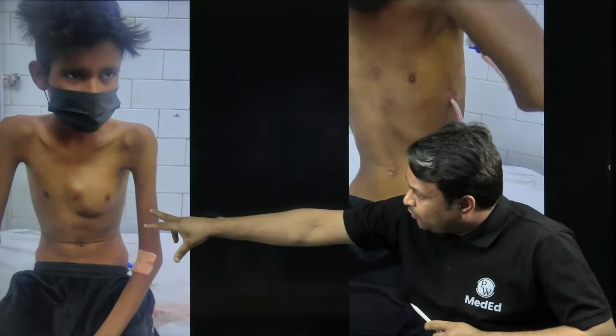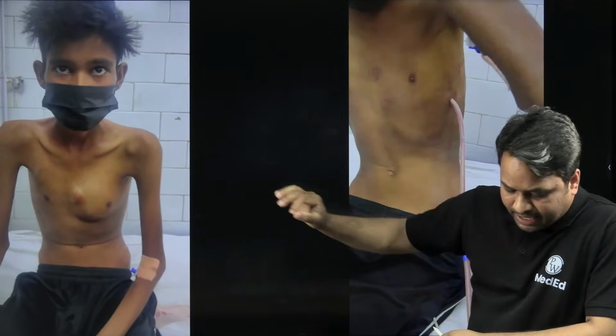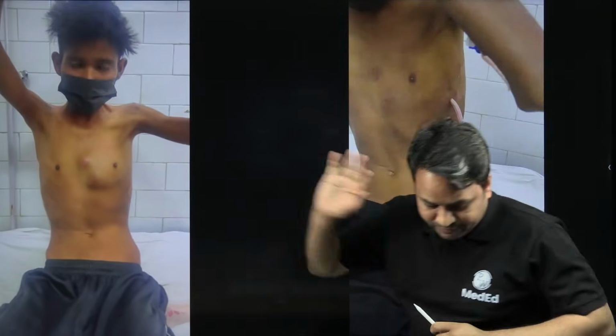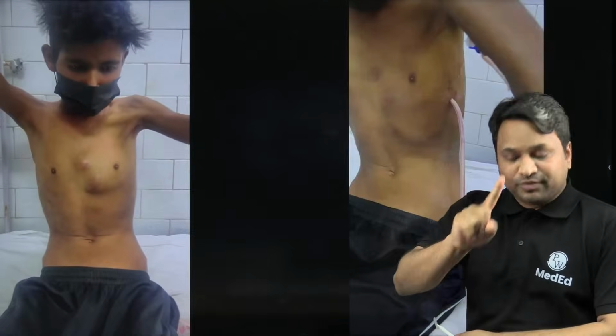I'm asking the patient to cough to see whether it expands or not. And it is basically a fluctuant swelling. You can see here, the swelling is quite evident, right? This is the first part of the video.